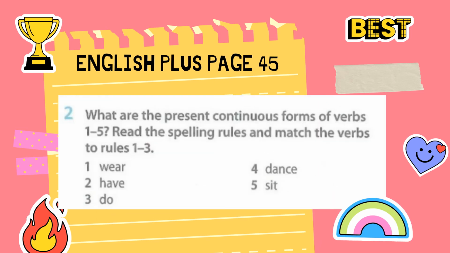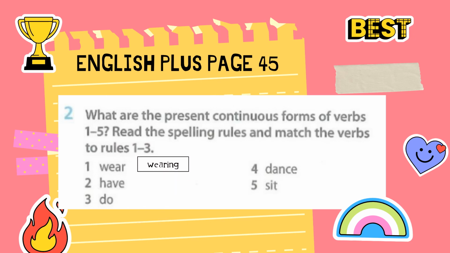Okay, moving on. The same page, page 45, question number 2. What are the present continuous forms of verbs from 1 until 5? Read the spelling rules and match the verbs to rules 1 to 3. Now I have explained to you the rules of forming present continuous before this. So let's try. Number 1, wear. You just add ing, it will become wearing.